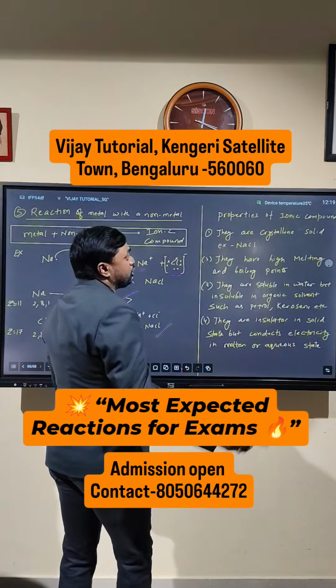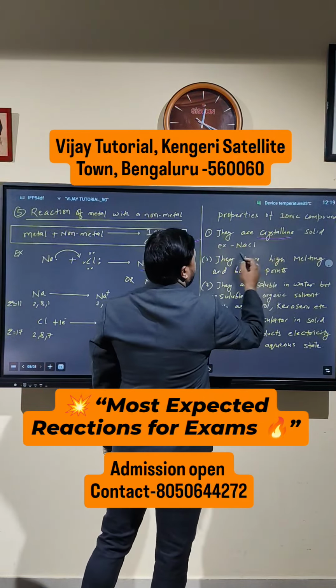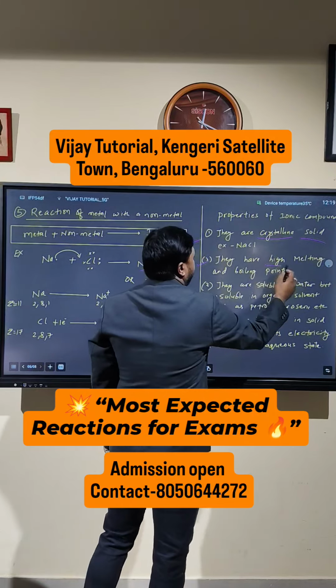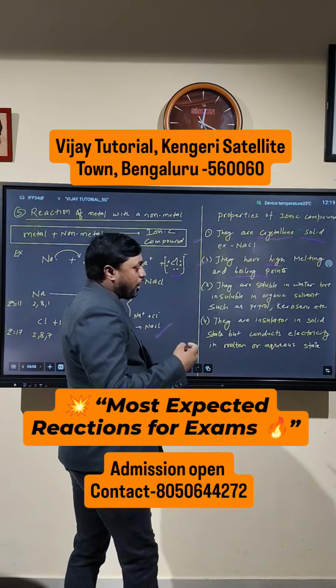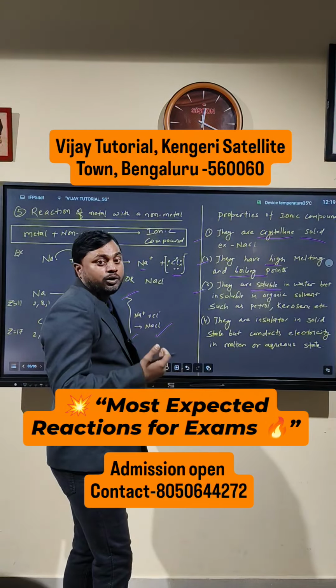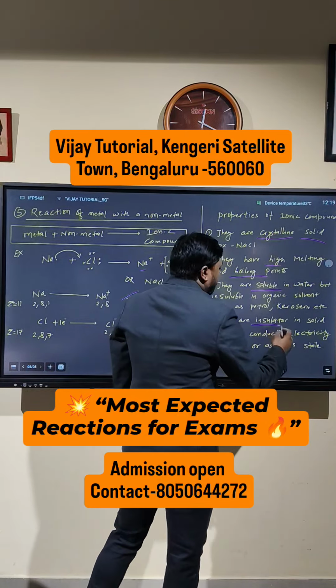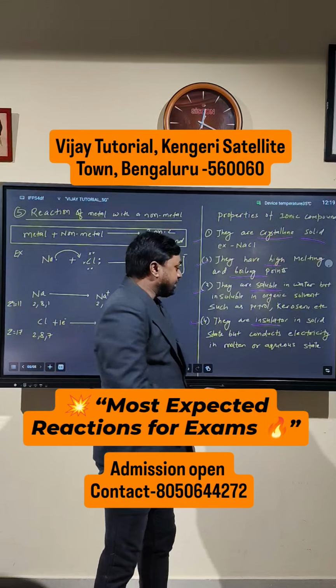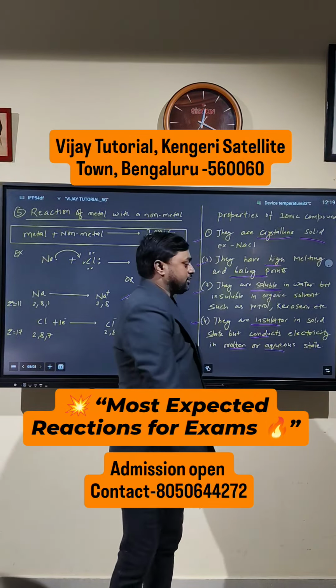When we talk about the properties of ionic compounds, they are generally crystalline solids. They have high melting and boiling points because of the strong ionic bond. They are soluble in water but insoluble in organic solvents like petrol and kerosene. They are generally insulators in the solid state but conduct electricity in the molten or aqueous state.